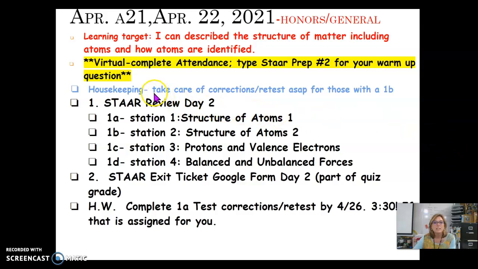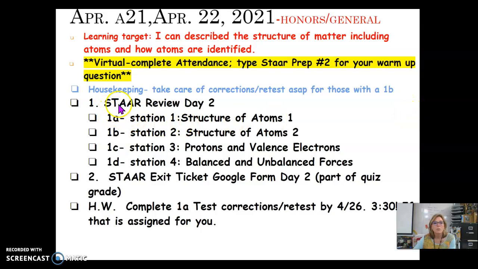A few housekeeping details: make sure that if you failed the ecology test and you have a 1B under our last assignment, or our last day in Google Classroom, please take care of that ASAP. It has all the instructions there for you. It's due by 3:30 Monday afternoon.